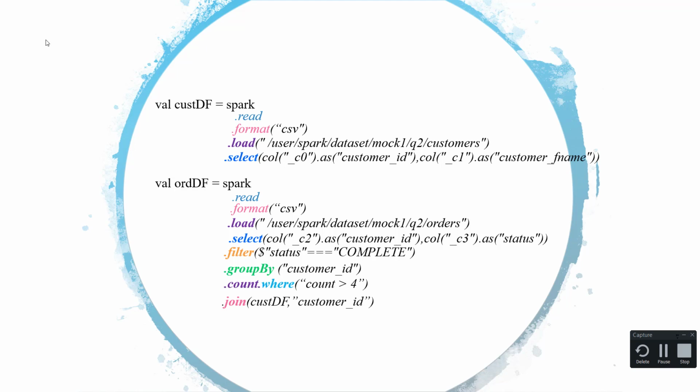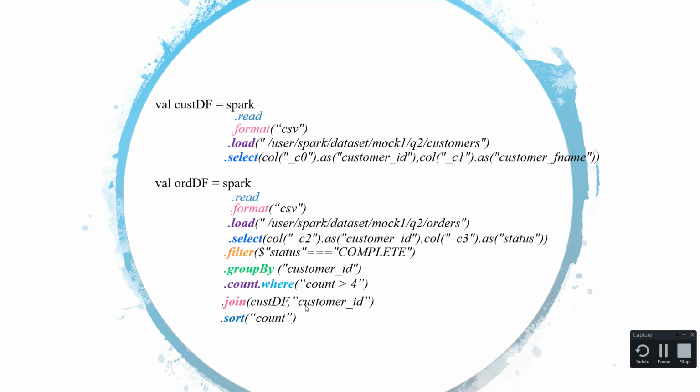Then finally I have to join this data set with the customer data set because in the final output I wanted to have customer first name as well, and that customer first name is only provided by this customer data frame. So in order to join these two data frames, I have to join on the customer ID field. So that is the way to do it.